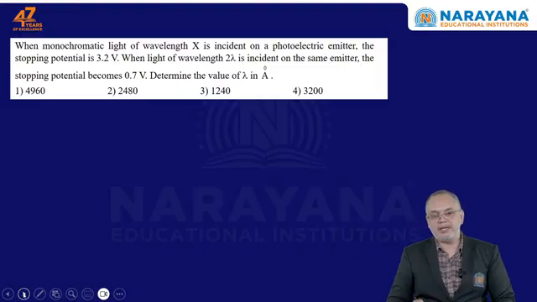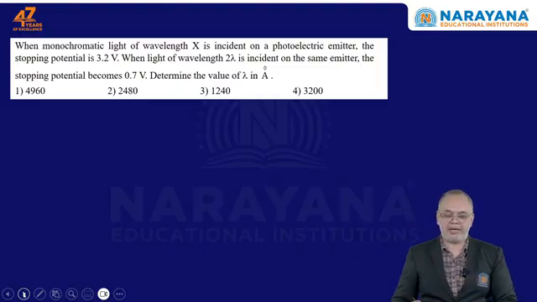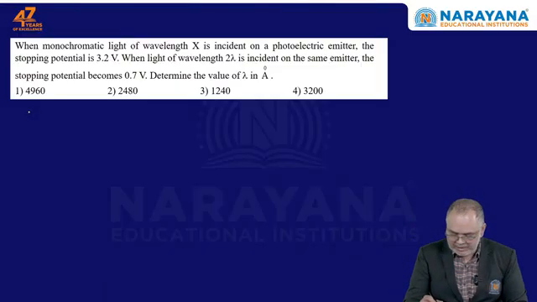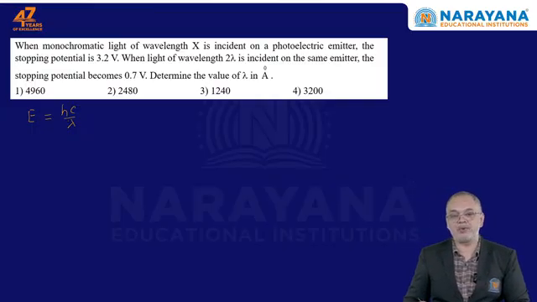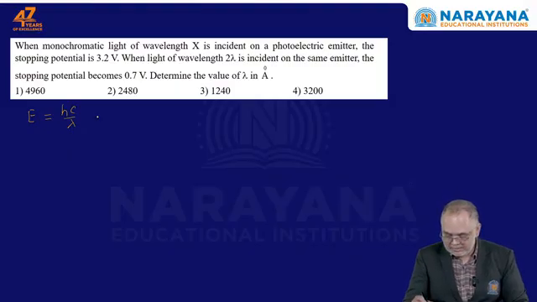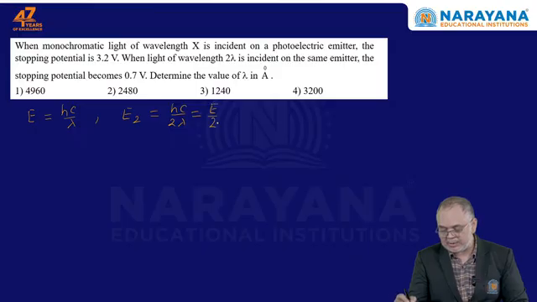Now here, if you see, the first case wavelength is what? Lambda. So if I assume the energy for this wavelength is E, then I can write hc by lambda. And in the second case, the energy is what? That is hc by 2 lambda. E2, that is hc by 2 lambda. This I can write E by 2.